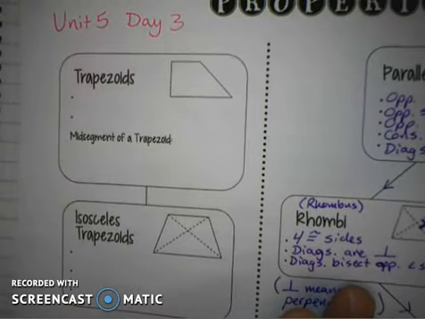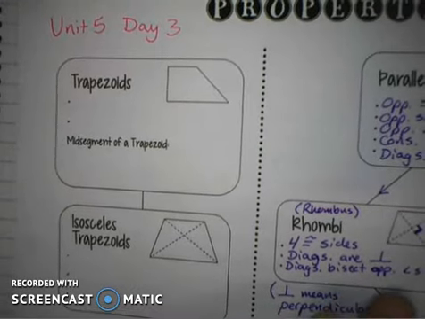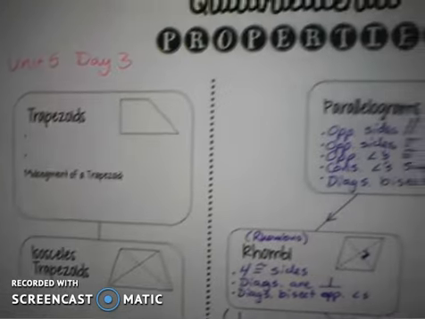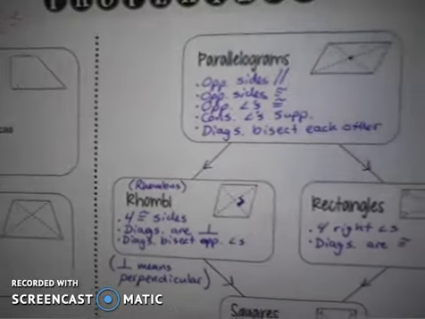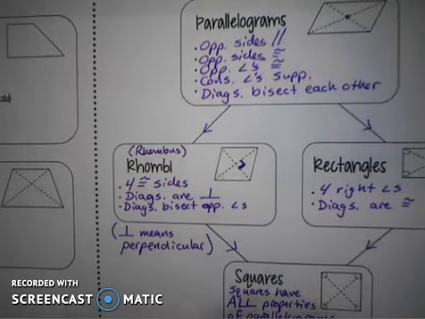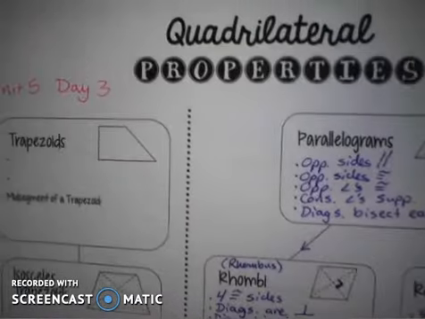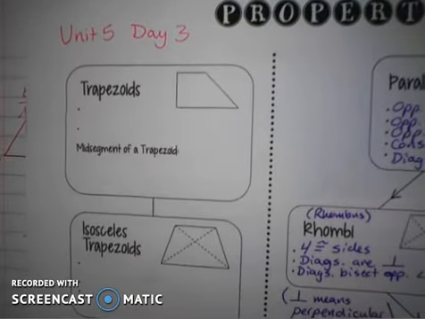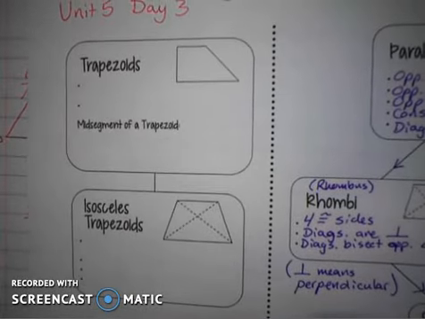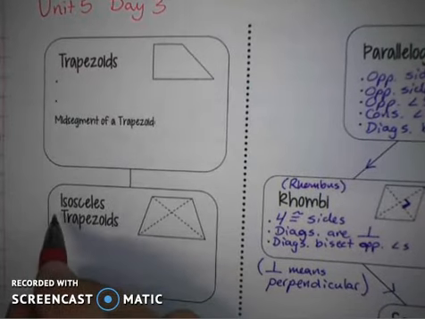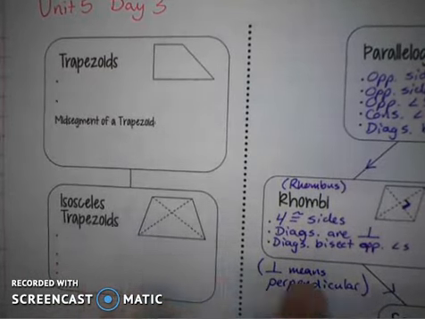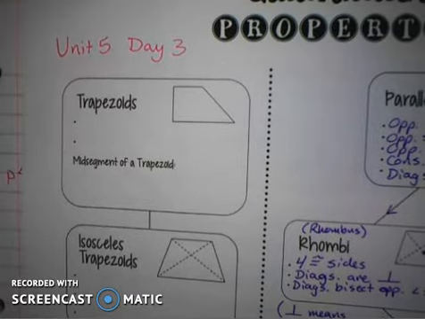Alright, welcome to Unit 5, Day 3, and you'll notice that I've pulled this paper back out. This is the paper we went over on Day 1 over our properties of parallelograms, rhombi and rectangles, and squares. And so today we're going to take a look at trapezoids over on this other side, and then specifically isosceles trapezoids. So we're going to jump right into how to start filling these in.